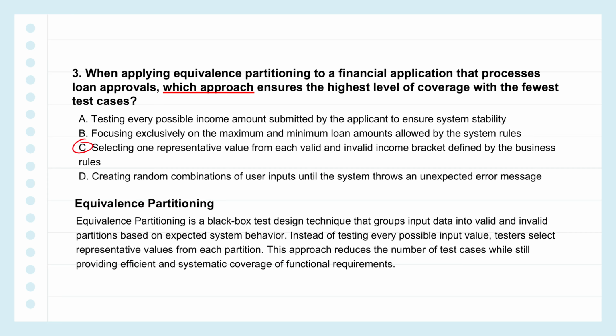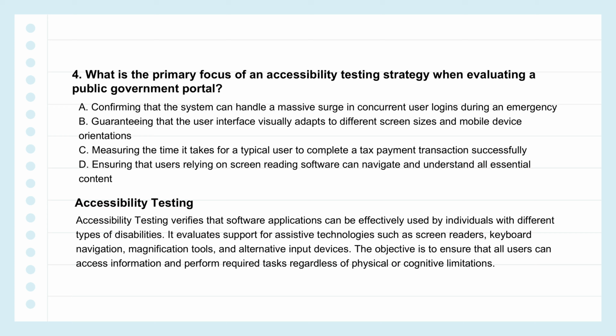But software isn't just data, right? It's used by human beings. And if this is a public portal, the stakes change entirely. Question 4. What is the primary focus of an accessibility testing strategy when evaluating a public government portal? The correct answer is D. The necessity of screen reader compatibility for equal access.